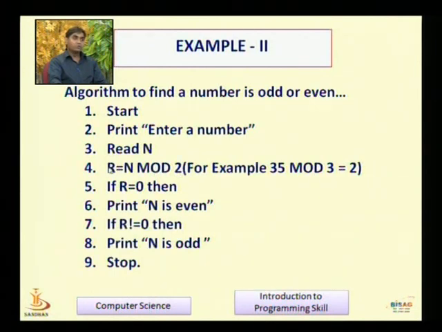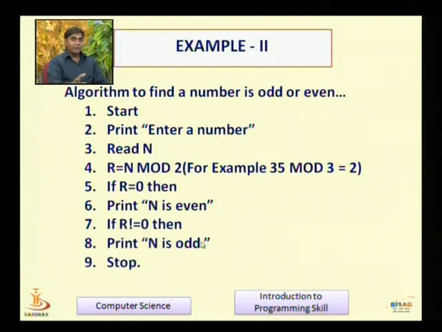In the same way, if the number mod 2 gives a remainder value, it should be put over here. If the remainder value is 0, then n is even. If the remainder is not 0, then it should be odd. It's very simple.